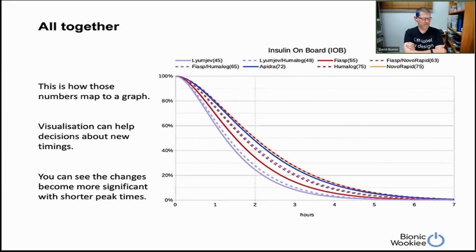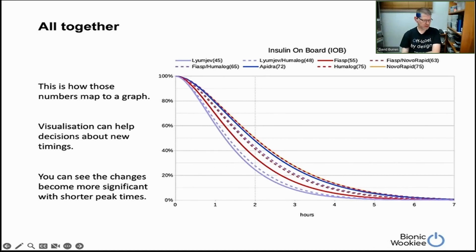If I take all those numbers and put them on a graph, there we go. You can see we've got 8 lines there, 8 insulins. 2 of the lines are exactly the same because they're both 75 minutes. I do find that putting things in graphical form helps a lot in actually realizing what's going on. As you can see here, the difference between 72 minutes for Apidra, the blue line, and 75, so that's 3 minutes at the wider end.